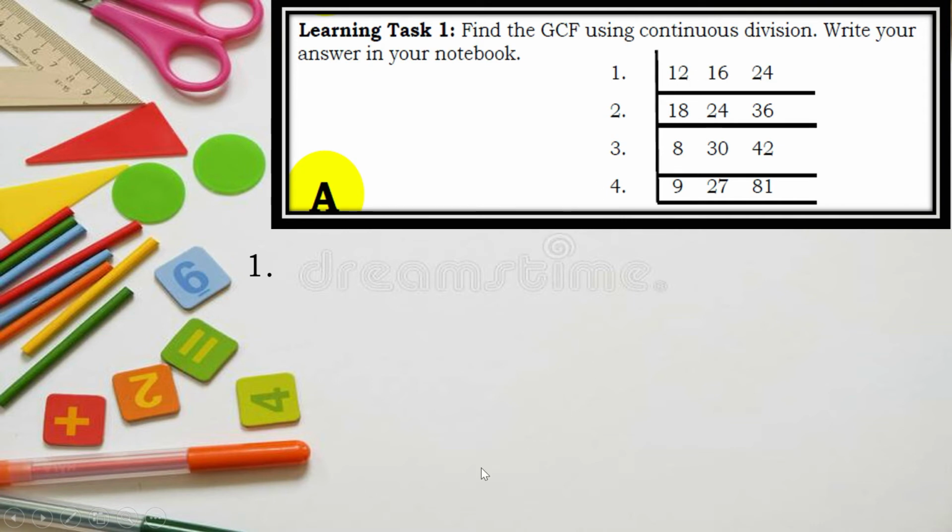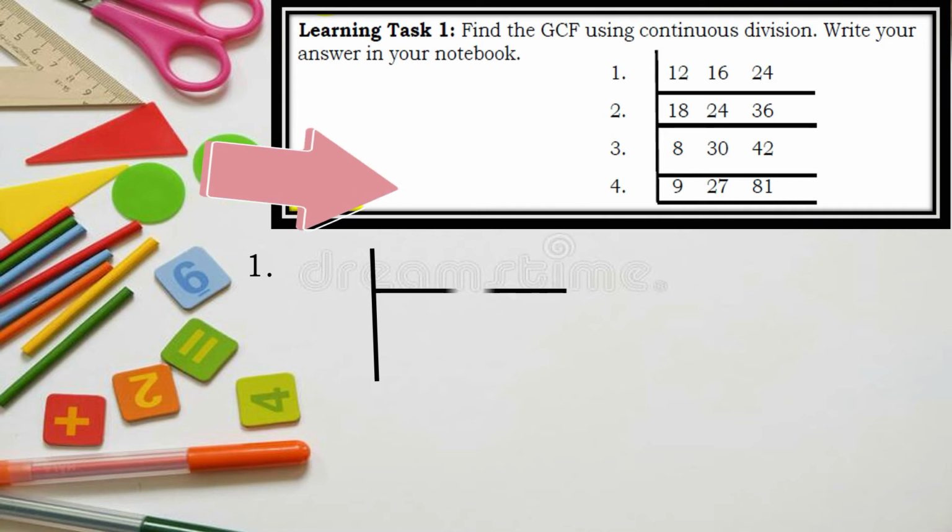So, again, gagawa tayo ng vertical and horizontal line wherein gagamitin natin as continuous division. So, ayan. So, ilagay natin yung 12, 16, at 24. So, again, sasabi ko, use as a prime number 2 as your divisor para madali sa paghati or sa pag-divide nitong mga number na ito. So, let us use 2. Okay? So, 12 divide 2 is 6. 16 divide 2 is 8. 24 divide 2 is 12.